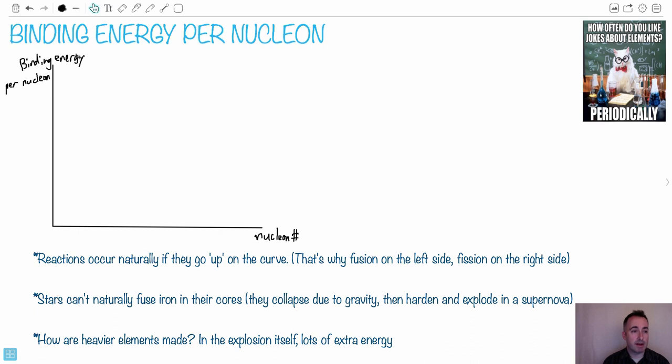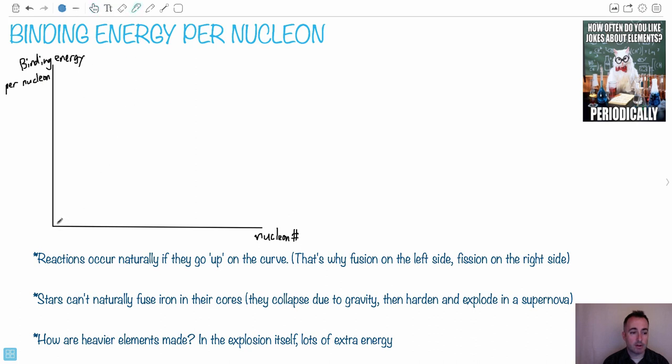So if we consider the binding energy per nucleon, that would be a graph of this on the y-axis, and on the x-axis we'd say the nucleon number. For example, the very first element is hydrogen, so that would be one here, the next one would be helium, and so on. You have to know the shape of this graph. Maybe I'll draw it in blue like this.